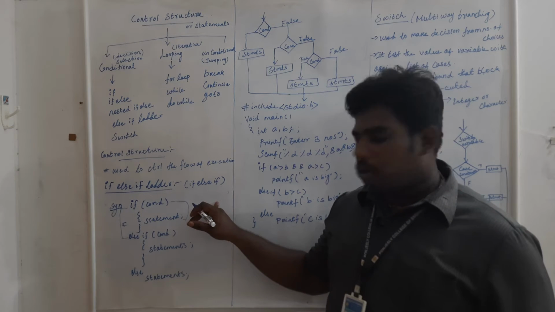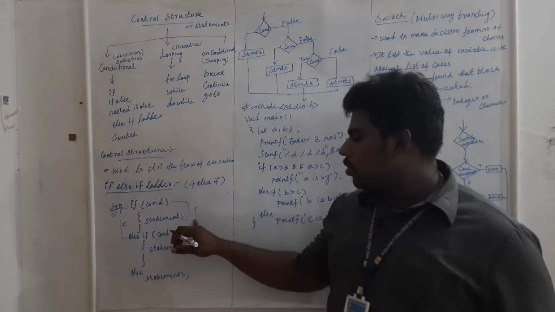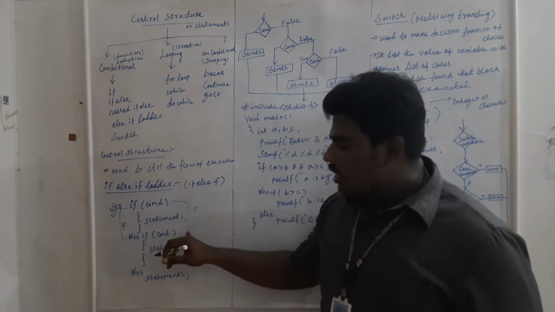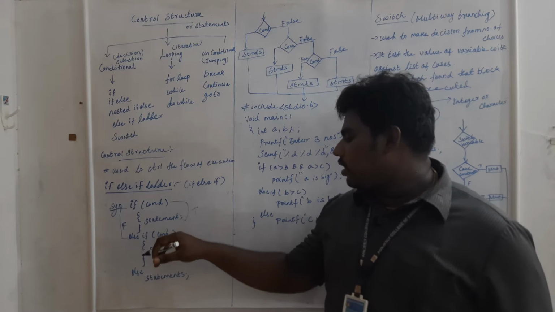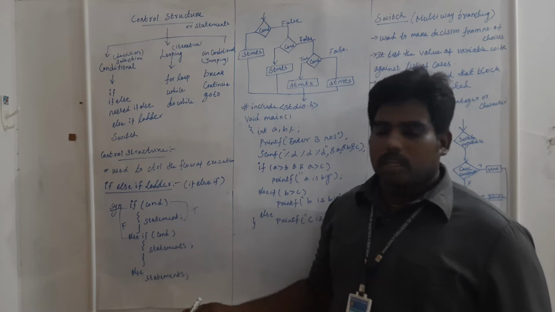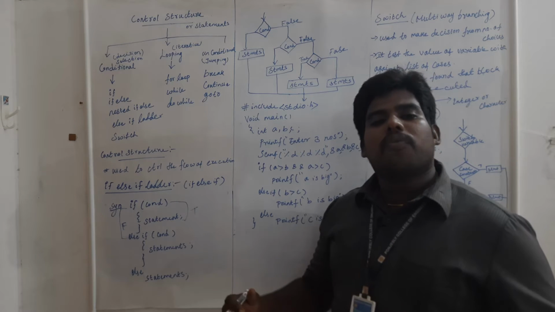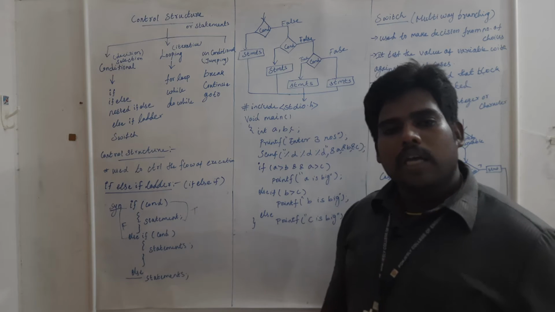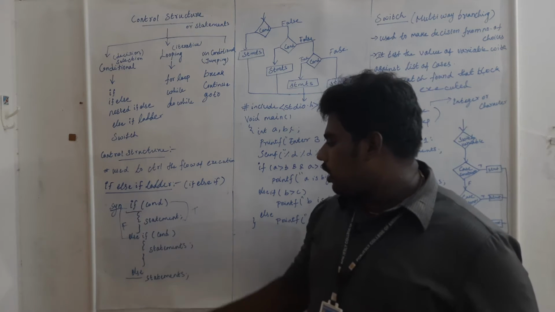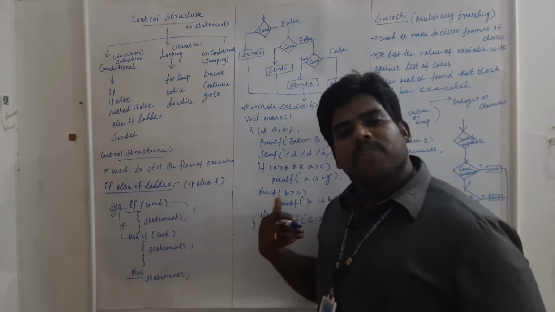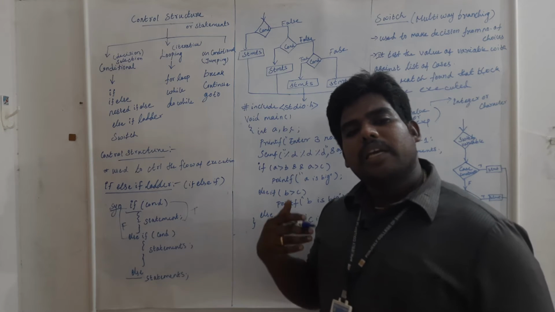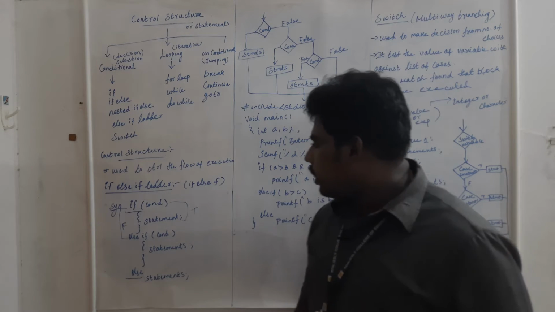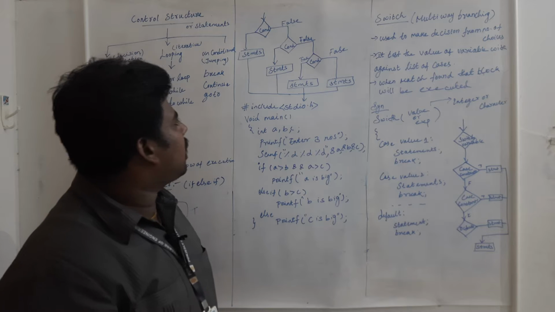If the first condition is true, the statements will be executed. If the first condition is false, it will check the second condition. Again, if the second condition is false, it will check the third condition. You can use n number of else if, and at last it ends with else. At first it starts with the if statement, and in between you can give n number of else if statements. All of you got it? Now I will explain with the program.